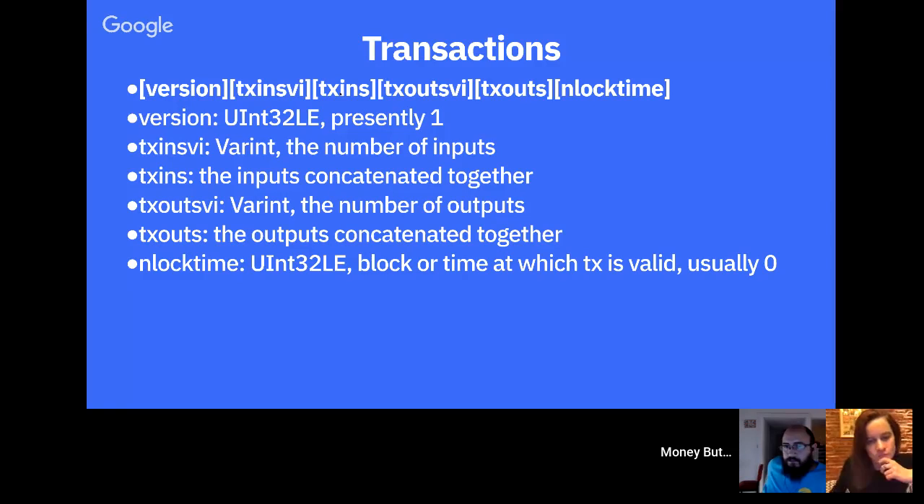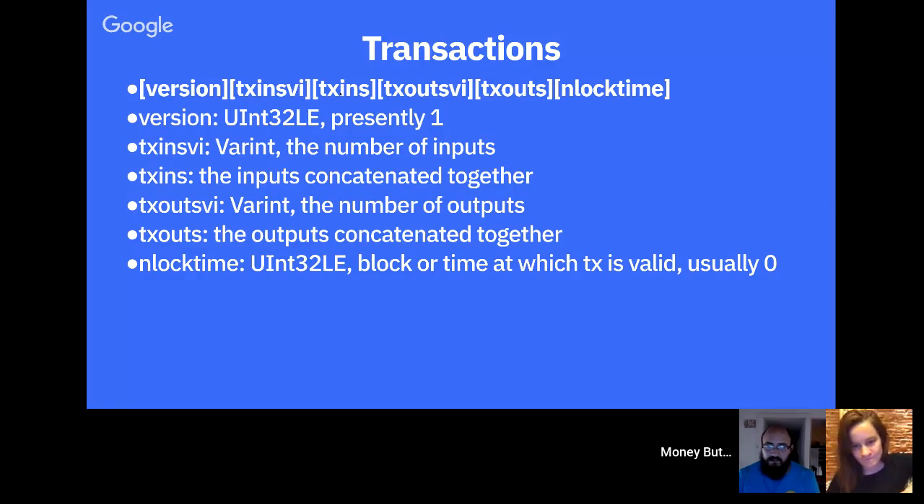In this case, the number of inputs is a variable size integer. There is, as far as I'm aware, no limit on the number of inputs and no limit on the number of outputs, except that the total size of a transaction cannot be longer than 1 megabyte. So with that constraint in mind, you can have any number of inputs and any number of outputs. And then lock time says that the transaction is valid until a certain block. That is usually 0, indicating it's always valid. That's another interesting property of Bitcoin transactions.